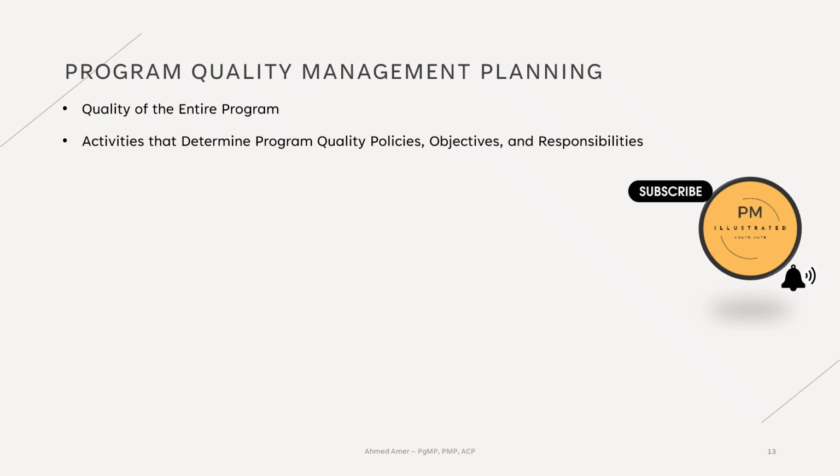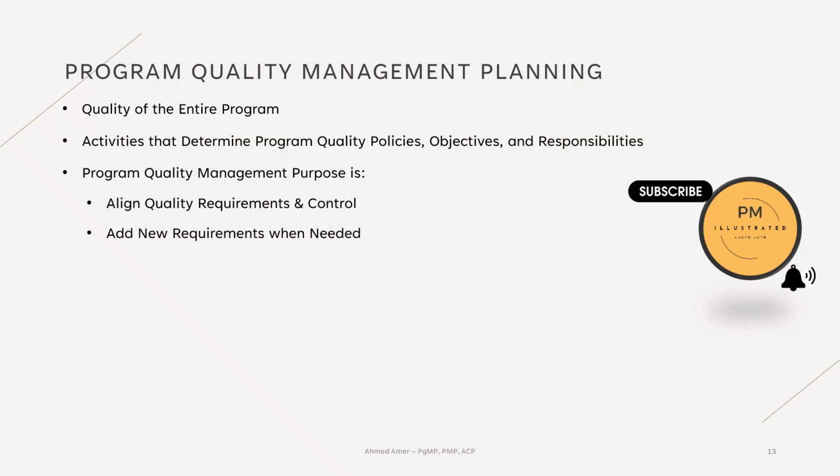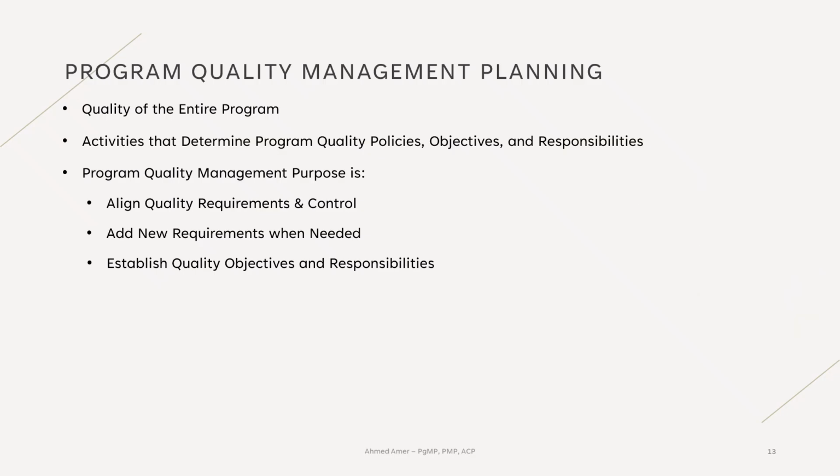Inside the program, different components may have different quality assurance requirements or use different testing and quality control methods. If we are not careful, we may end up with duplication, conflicting standards, or gaps in quality. Program quality management helps prevent that by aligning all quality requirements and control methods, adding new requirements when needed to support overall program quality, and establishing clear quality objectives and responsibilities. A good practice is for the program manager to document the program's quality objectives and principles in a quality policy that is shared with all components.